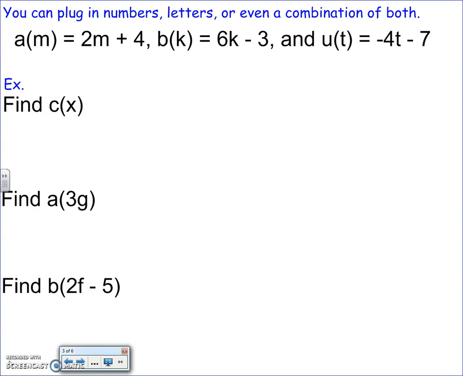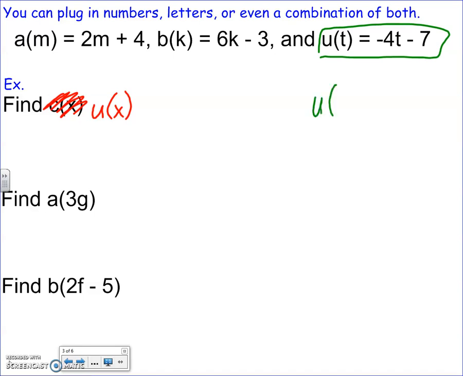So that was actually a typo. It meant to say find u of x. So u of x. All right, so that means go to equation u. I am right over here. So it's still u, but instead of t, I'm going to replace every t inside the parentheses with x. So it'd be negative 4, instead of t, I'll put an x here, minus 7. That's it.